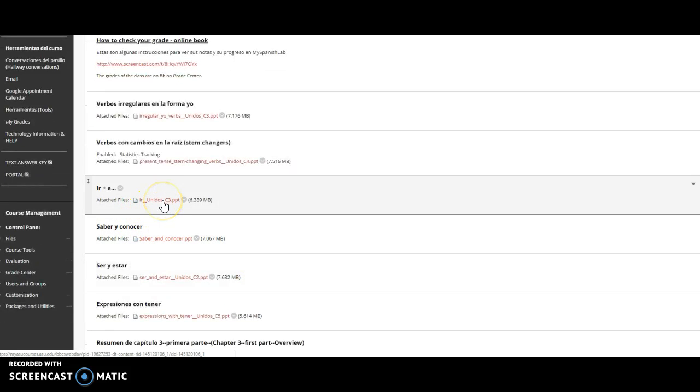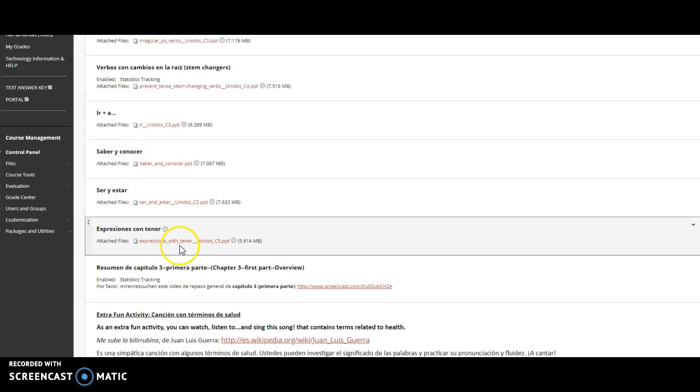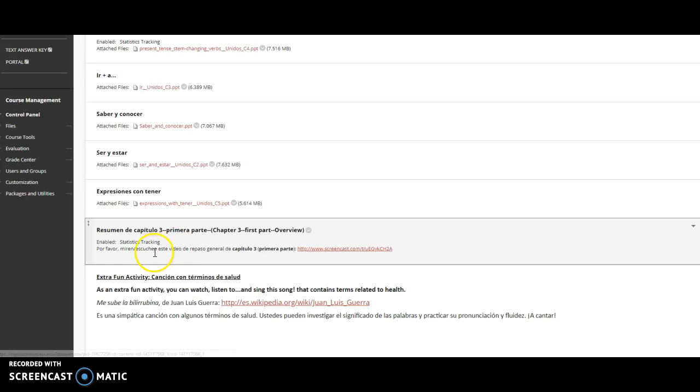Here's some information about ir a with the infinitive, showing kind of a simple future. Saber and conocer, the differences. If you need a review over ser and estar, or expressions with tener, there's some reviews there. Here's an overview done by a prior instructor, kind of summarizing the first part of Capítulo 3. And here's an extra fun activity.